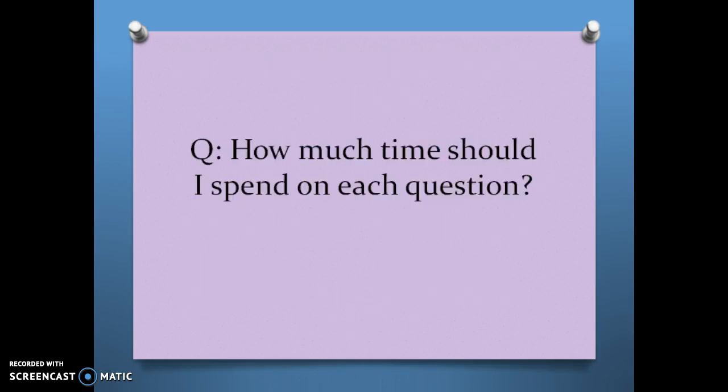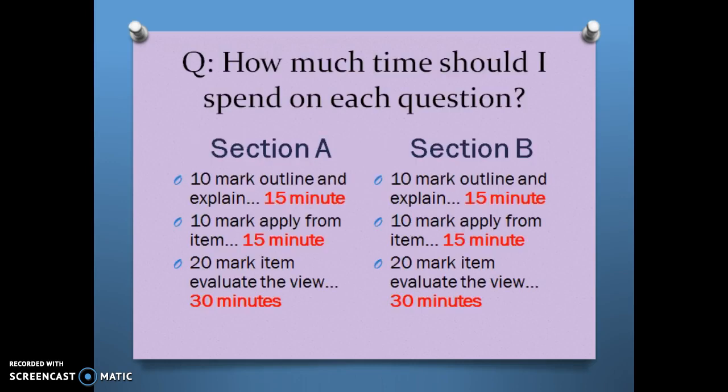That leads me to my next question. How much time should I be spending on each question? For a 10 mark, you should be spending 15 minutes on it, and that applies to both the outline and explain and also the apply from the item. The 20 mark, you double that and spend 30 minutes. So all in all, on section A you will be spending 1 hour, and on section B you'll also be spending 1 hour.